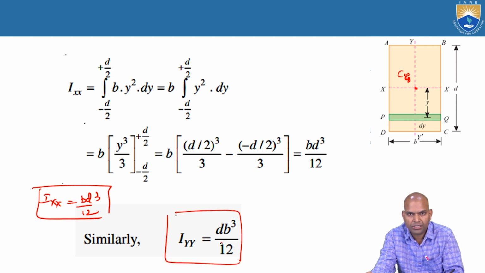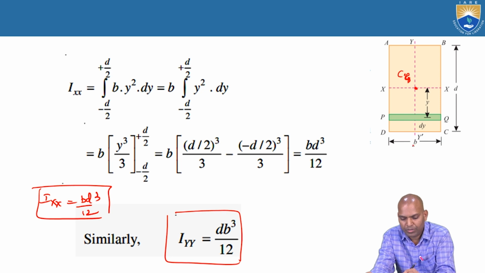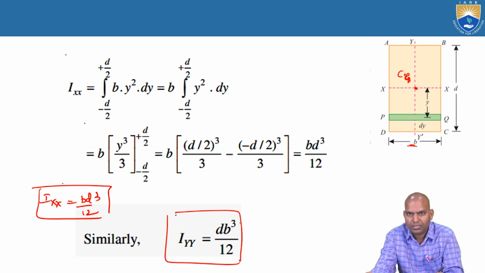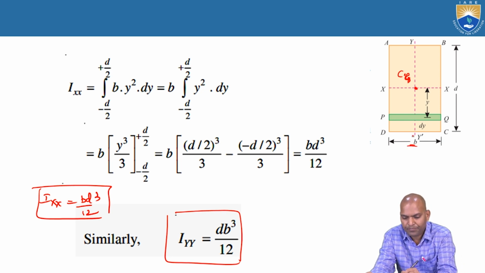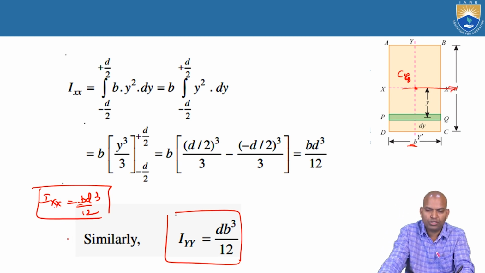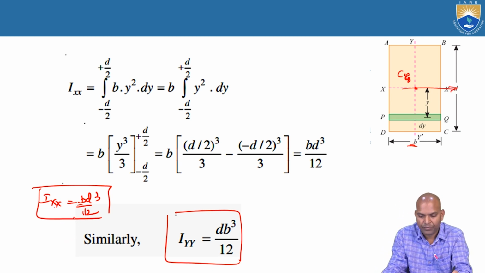Here b is the width and d is the depth. For Ixx, the axis is parallel to b, and the term that begins is b, while the perpendicular dimension d is cubed. That means we have to remember b d cube by 12 and d b cube by 12.